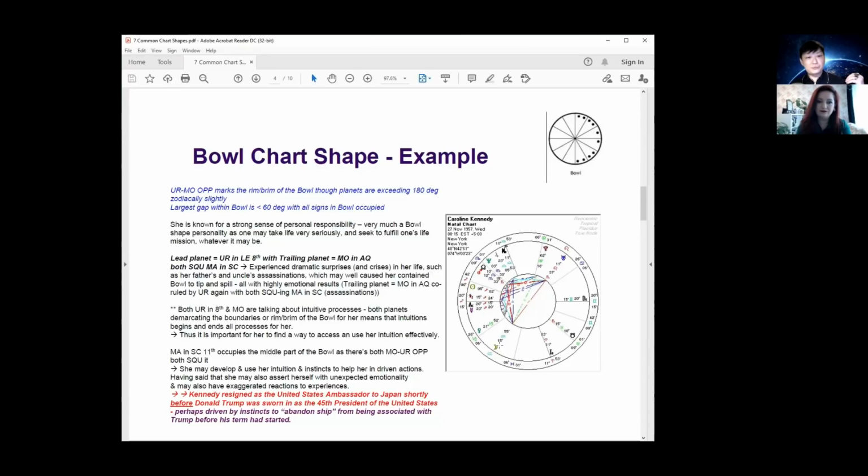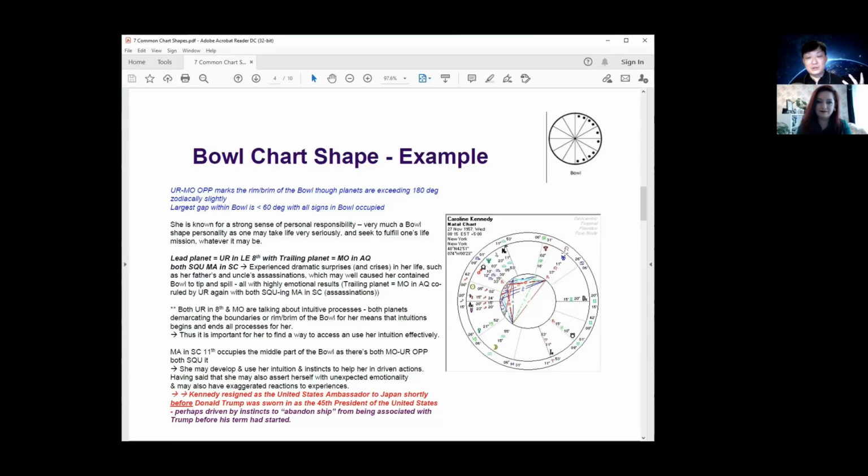So when we talk about a bowl-shaped chart personality, they usually take life very seriously, and there's almost a mission-based way of conducting their life, which is very evident in her case for Caroline Kennedy. And if we look at her leading planet, which is Uranus, in the 8th house, Uranus is what? Dramatic surprises and crises in her life. Uranus in the 8th.